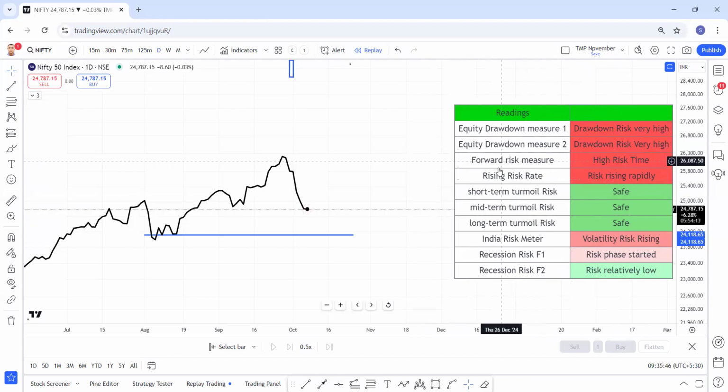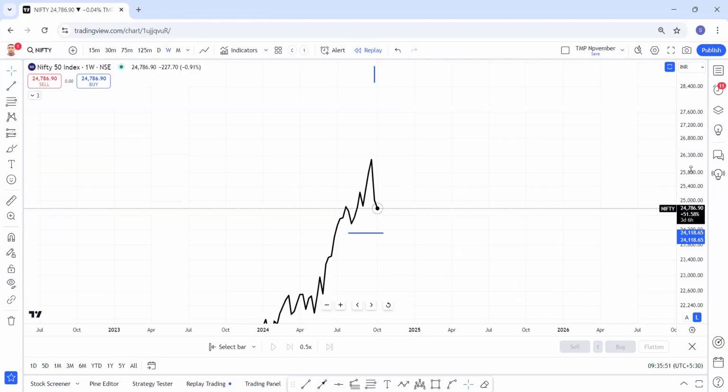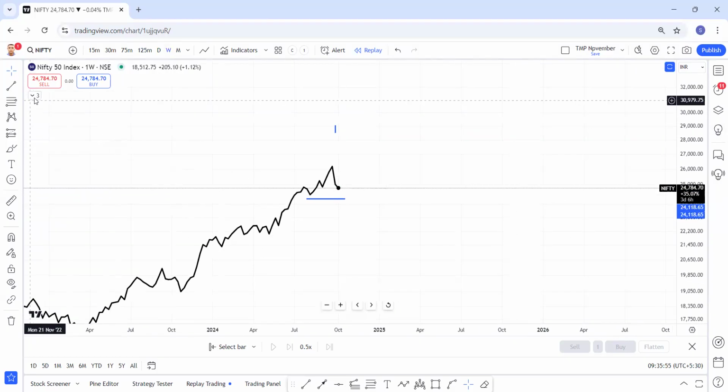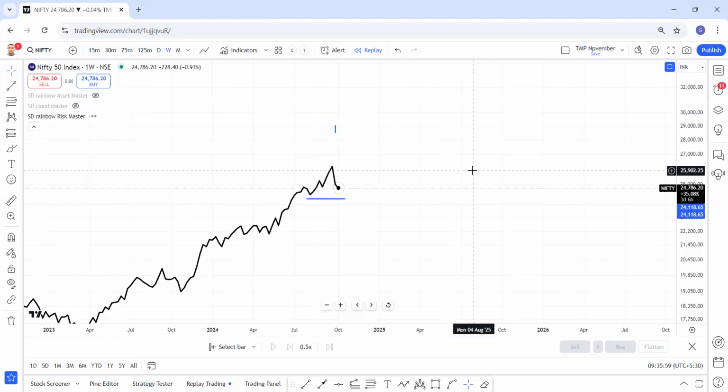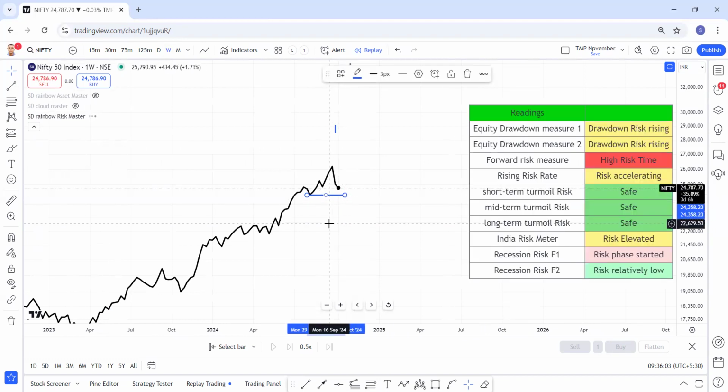So daily, yes, and lastly I want to see the weekly. Last time weekly, it was just one quadrant. Now let's see what is the reading this time around. How many quadrants of the Risk Master are red? Overall, we just had about one quadrant. Now it is drawdown risk. Previously, they were green. Only high risk time was flashing.